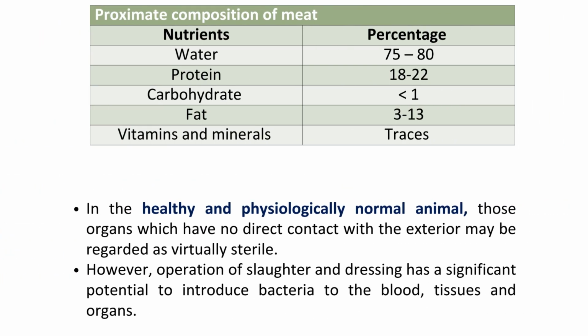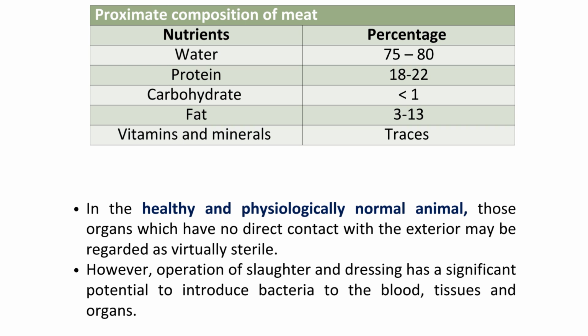Now, what is meat made of? Let's look at its proximate composition. Water makes up the majority at 75 to 80%. Protein is next at 18 to 22%. Carbohydrate is less than 1%. Fat can range from 3 to 13%. And there are only traces of vitamins and minerals.